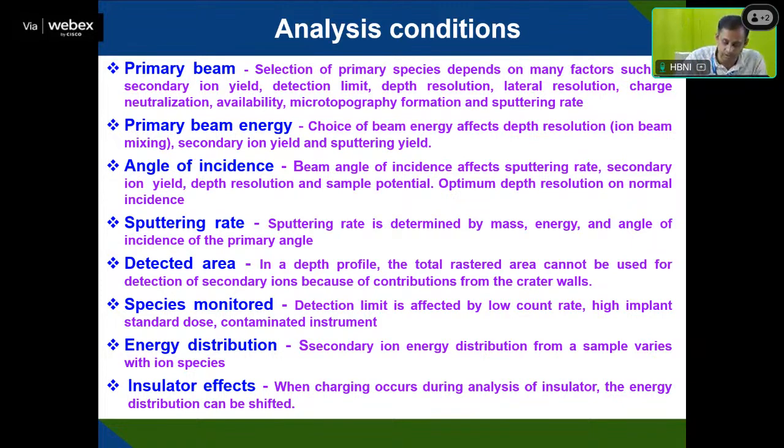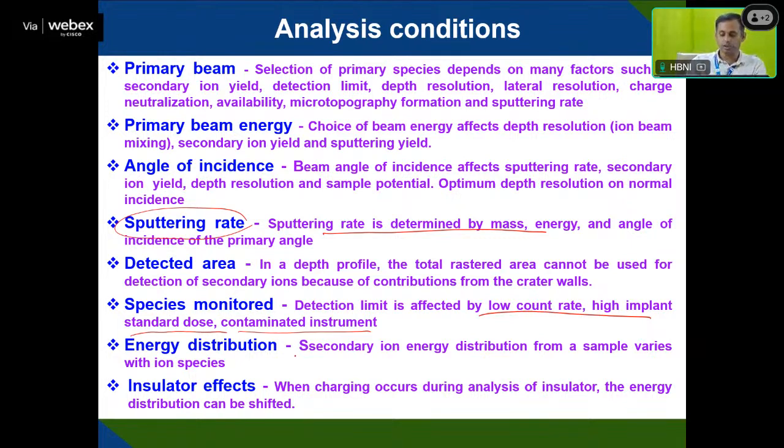And the sputtering rate, how much the sputtering rate is, is determined by the mass, energy, and angle of incidence of the primary ion beam falling on the surface. Then there is the detected area: how much area you are collecting, since secondary ions are generated from the whole surface. That also affects depth profiling, and the species to be monitored. The detection limit is affected by low current rate, high implant standard dose, and a contaminated instrument. If the instrument is contaminated, then monitoring the species is difficult.